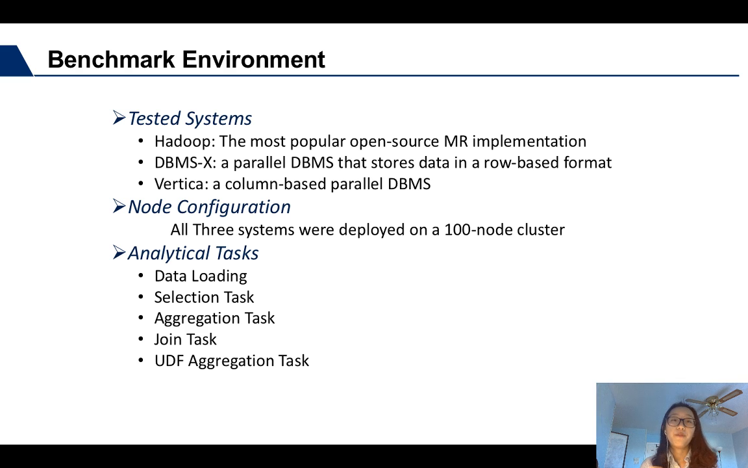So we have different kinds of parallel DBMS to compare with the MapReduce-based Hadoop. I think these systems work well for testing the performance. As for the node configuration, all three systems were deployed on a 100 node cluster, and there are 5 total analytical tasks. First is data loading, and then the selection task, aggregation task, join task, and finally the UDF aggregation task.